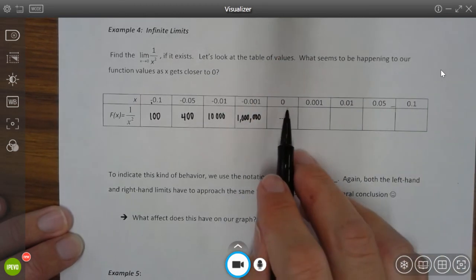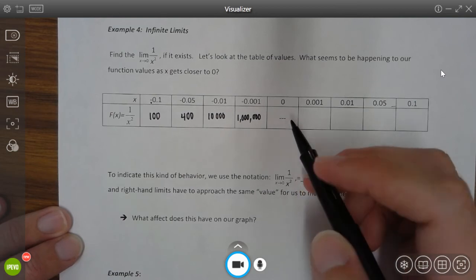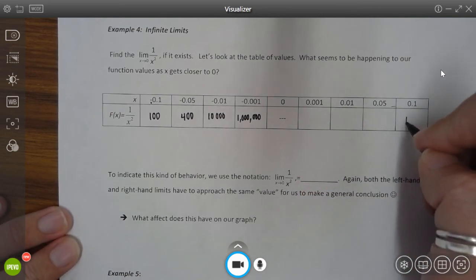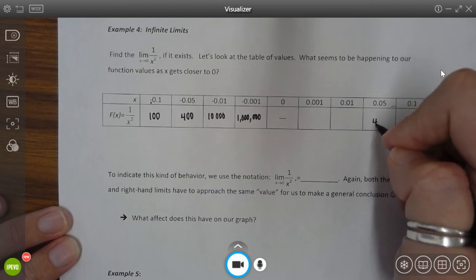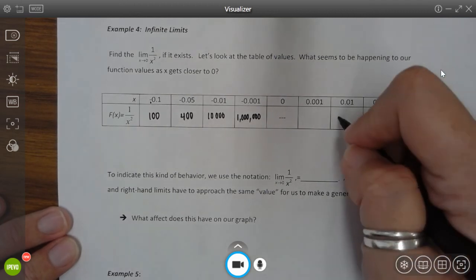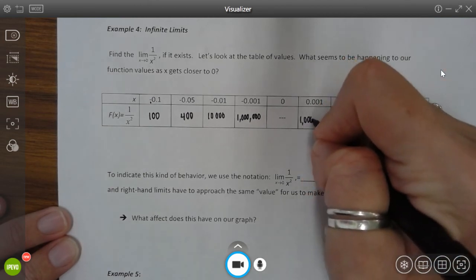I'm going to skip over this value for now because obviously if we were to put a 0 in the denominator, that would get us something that is undefined. I'm going to start from the other side. If I put in 8.1, that's going to give me 100. You'll notice that these values are going to be the same. 0.05 squared in the denominator is 400, and then 10,000, and then we have 1,000,000.